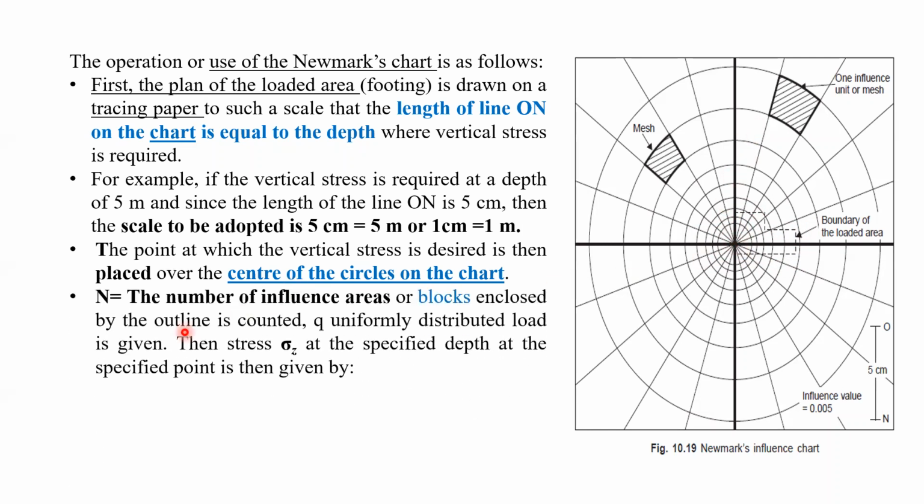That is the meaning. So then what we have to do, the N is the number of influence areas or blocks. You can see these are called blocks: 1, 2, 3, 4, 5, 6, 7, 8, 9, 10. So 10 blocks are there. These are called blocks.